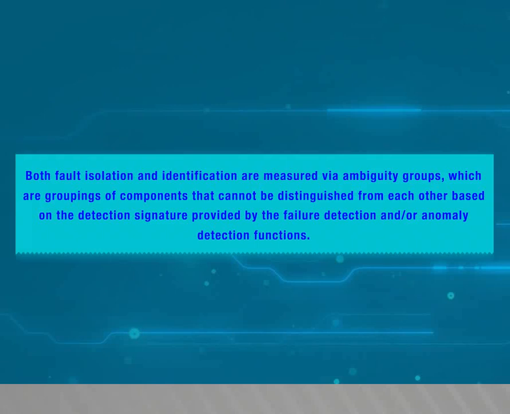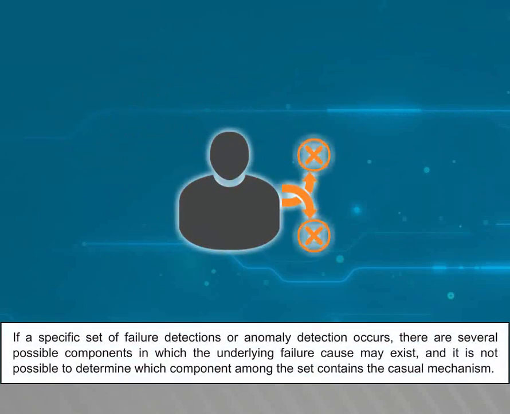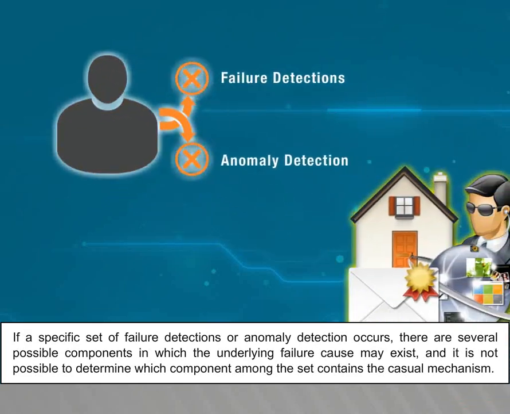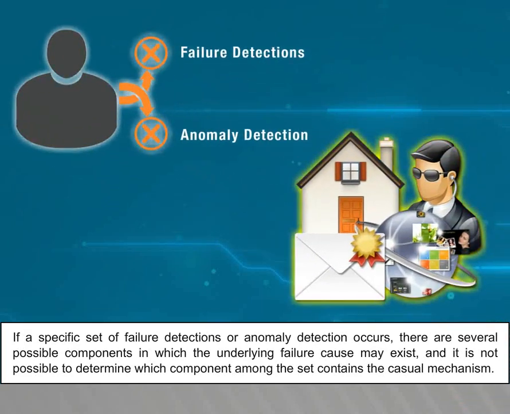Both fault isolation and identification are measured via ambiguity groups, which are groupings of components that cannot be distinguished from each other based on the detection signature provided by the failure detection and/or anomaly detection functions. If a specific set of failure detections or anomaly detections occurs, there are several possible components in which the underlying failure cause may exist, and it is not possible to determine which component among the set contains the causal mechanism.